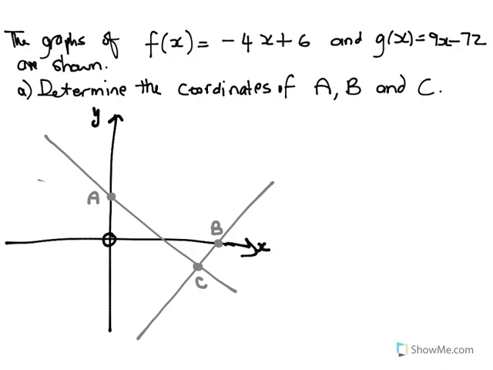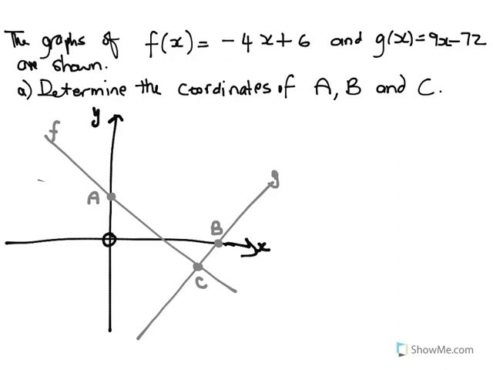So if you look at f of x, for example, that is a straight line with a negative gradient and a positive y-intercept. So its gradient is minus 4 and its y-intercept is 6. So it makes sense then that this line over here is the graph of f, right? It's got a negative gradient and its y-intercept is positive. Whereas if you look at this line over here, it's got a positive gradient, right? It's a rising line and its y-intercept is somewhere down below, right? It's some negative number. So it makes sense that that is the graph of y is equal to 9x minus 72. Positive gradient, gradient of 9, and a negative y-intercept of minus 72.